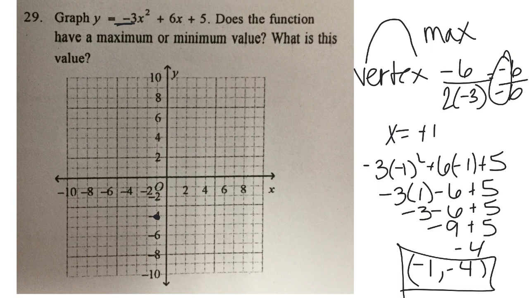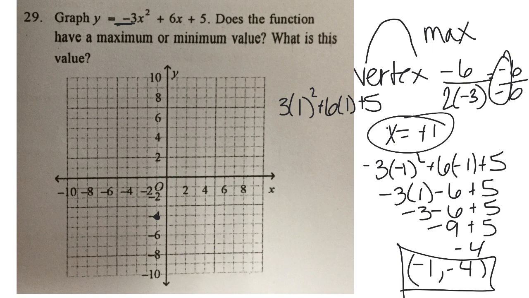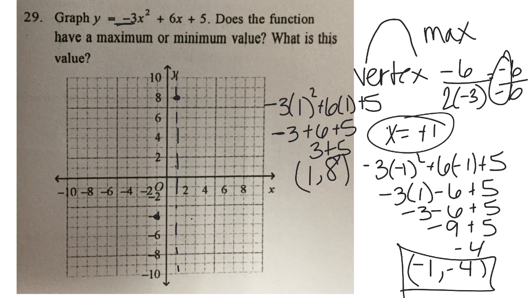My vertex is +1, so let's plug that in. 3 times 1 squared plus 6 times 1 plus 5. That's -3 plus 6 plus 5, that's 3 plus 5, which is 8. So my vertex is at 1, 8. That makes more sense. There's my axis of symmetry, and I can use that point that I plugged in incorrectly to reflect that. And that gives me a pretty good picture of the graph.